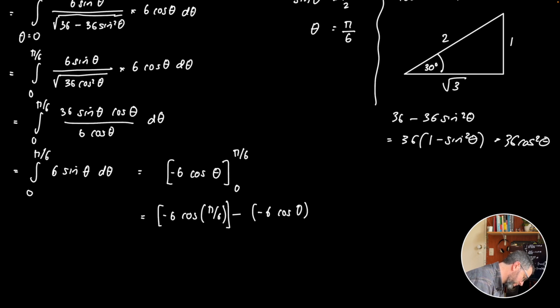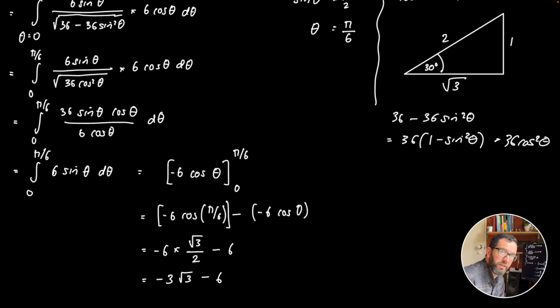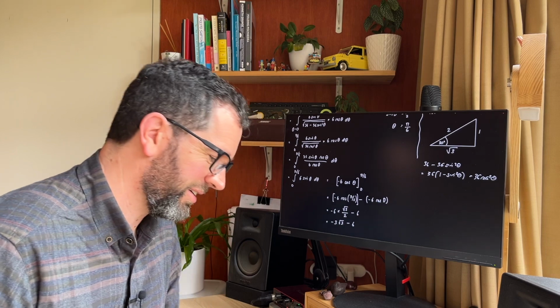And then we'll just figure that out. So cosine of pi over 6, as I just mentioned, I can use the same triangle, adjacent over hypotenuse, root 3 over 2. So it's going to be negative 6 times root 3 over 2 minus 6, and I guess we can simplify that slightly into being negative 3 root 3 minus 6. All right, so that's the end of that one, and that is a trig substitution.